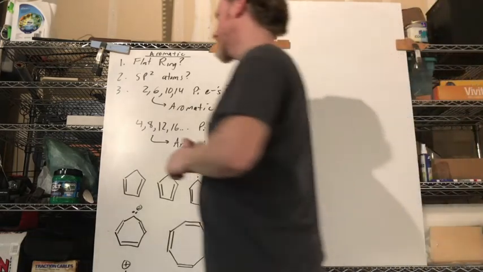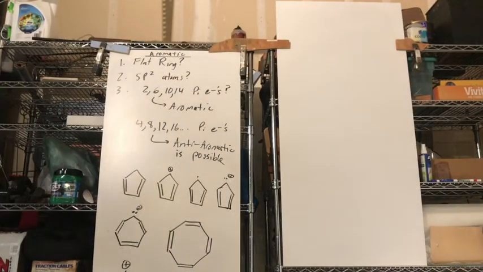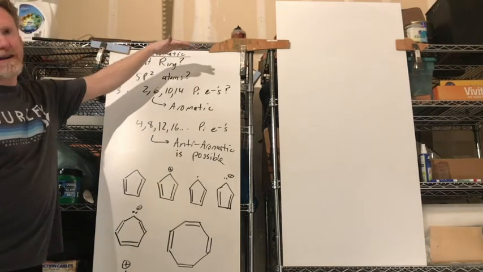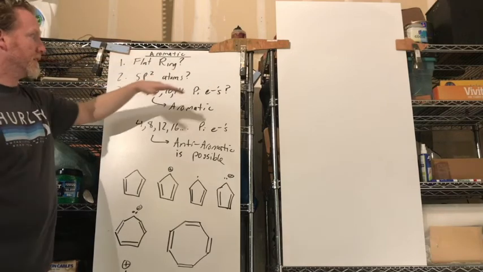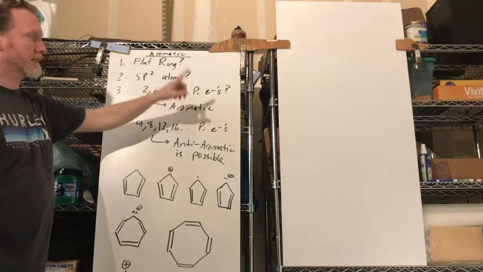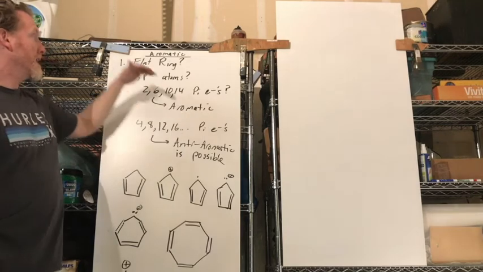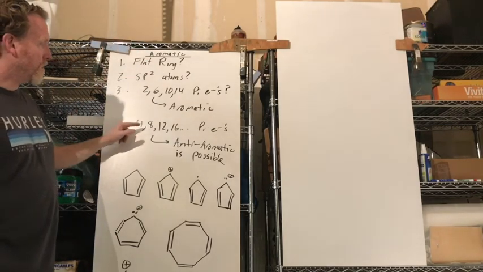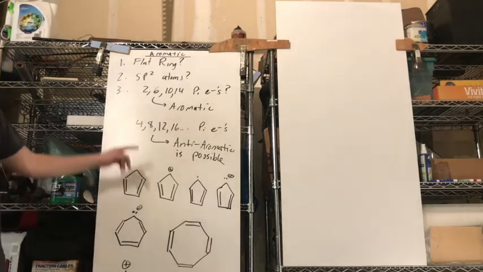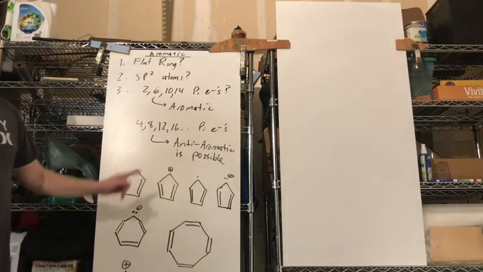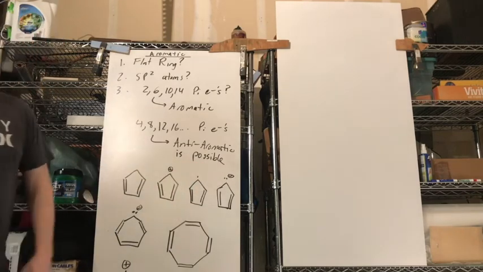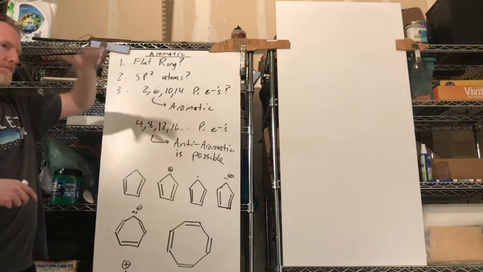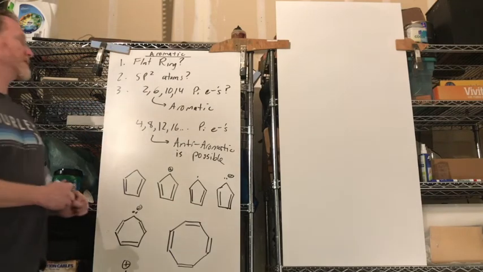Okay, so as I said, examples are the key. Just keep practicing, so I'll go through some more with you. To be aromatic, you need a flat ring, sp2 atoms around the ring, and you have to have this type of electron count: 2, 6, 10, 14. That makes you aromatic. If 1 and 2 apply, flat ring and sp2, and you have 4, 8, 12, 16 pi electrons, you can be anti-aromatic. It's possible, but you're going to see molecules will do everything they can to not be that high energy anti-aromatic. They'll try to break the rules to get lower energy, to be neither.